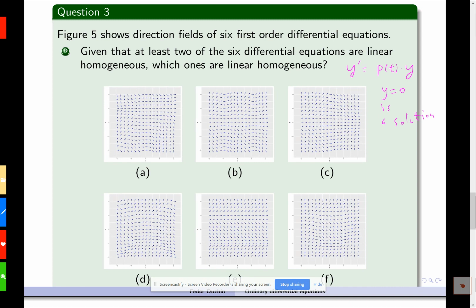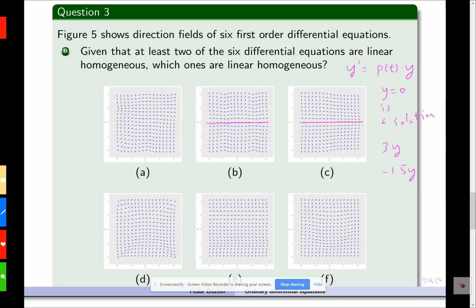Another special property is that if y of t is a solution, then if we multiply it by any constant, like 3 or minus 1.5, then we also get a solution. So all solutions are proportional to each other. So which of these vector fields have these properties, that the constant 0 is a solution, and solutions are proportional to each other? Actually just two of them have the property that constant 0 is a solution. These are B and C.